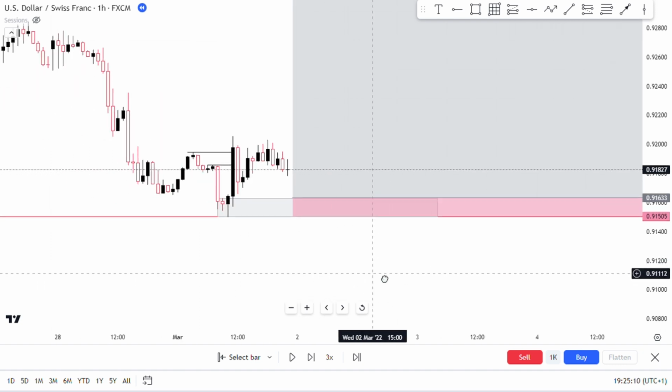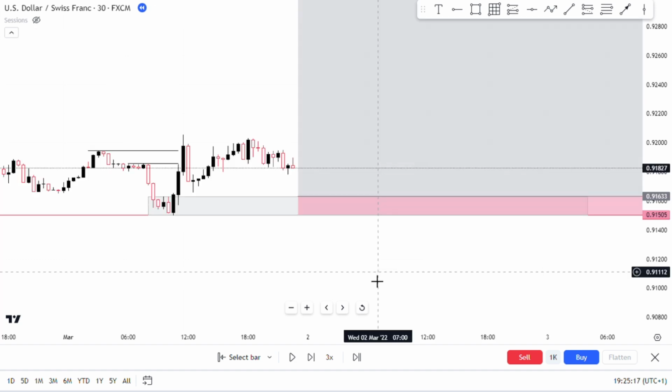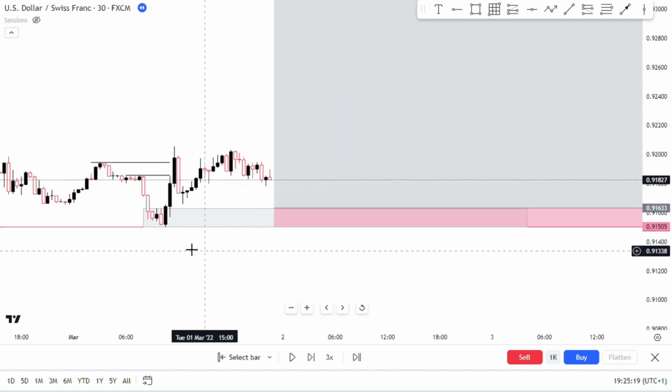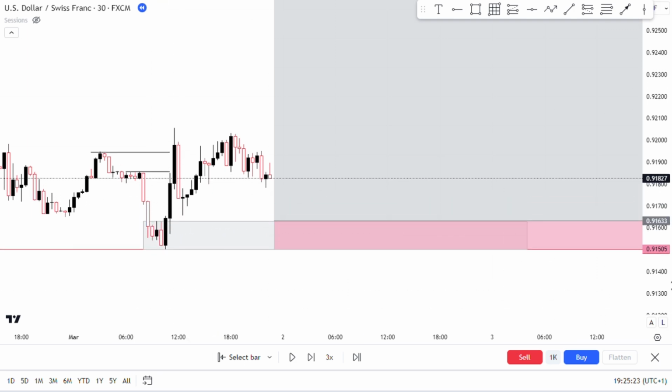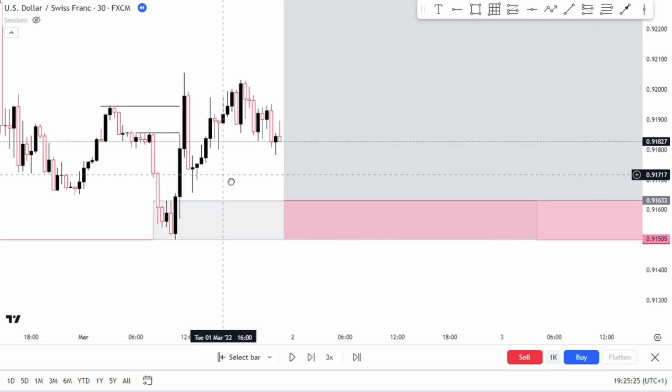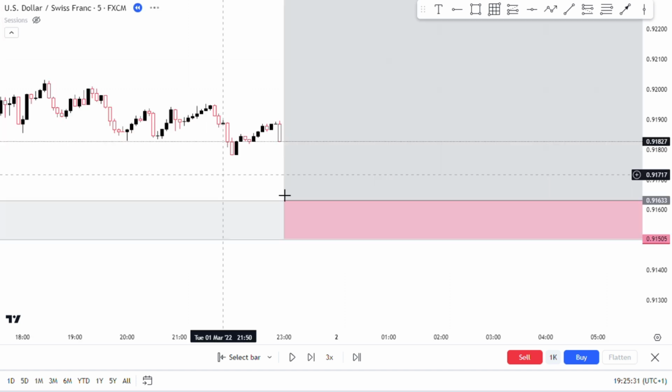So what you're going to be doing right now is going down to a lower time frame. Let's check the 30 minutes time frame. On the 30 minutes time frame, it's still the same order block. Can you see it's still the same order block, and then it ended up breaking this high. So let's go down to 5 minutes. Let's check the 5 minutes time frame.